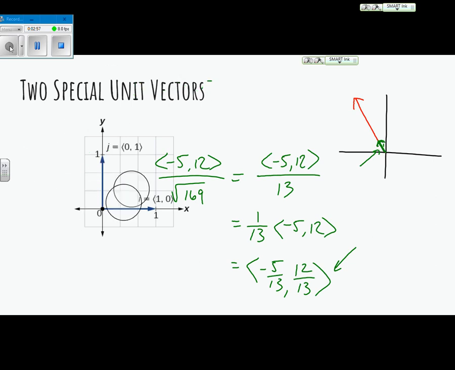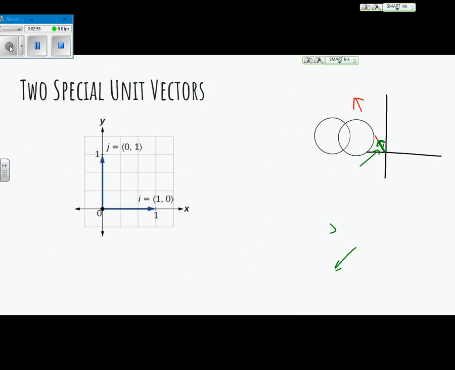But there are 2 very special unit vectors that we like to talk about in pre-calculus. The first one is the unit vector i. The unit vector i is just the vector that goes straight out to the right on the positive x-axis 1 unit, and it has a terminal point right here at the point (1, 0). The other very special vector is the unit vector j. Unit vector j goes up 1 unit and points directly at this point (0, 1) right here.